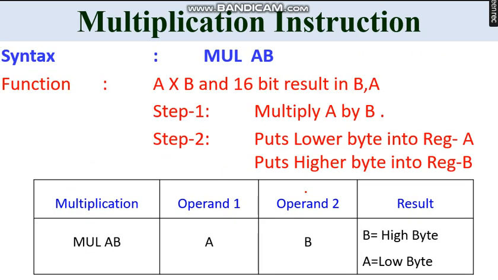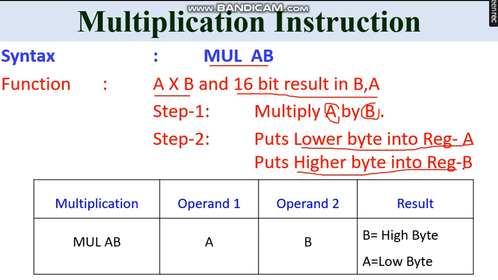Let's see the syntax. So the syntax is MUL AB. Meaning of this, it will do 8-bit A into 8-bit B multiplication and produces a 16-bit result in B and A registers. So in step 1, it will do multiplication between content of A and content of B. After the multiplication, the lower byte is stored in register A and the higher byte result is stored in register B.